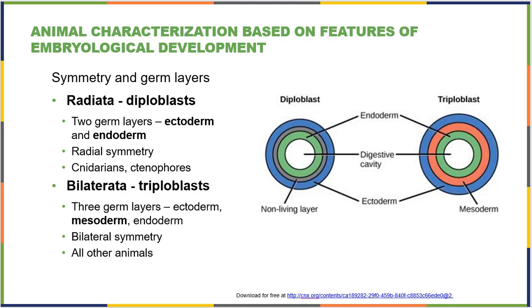Ectoderm and endoderm, your outside and your inside, are kind of obvious. The outside is your skin, the inside is the digestive tract, your alimentary canal, everything from mouth to anus. And then mesoderm, those are the meaty bits of you in between. All of your visceral organs are in your mesoderm. The vast majority of animals that you are probably familiar with are bilateral triploblasts.